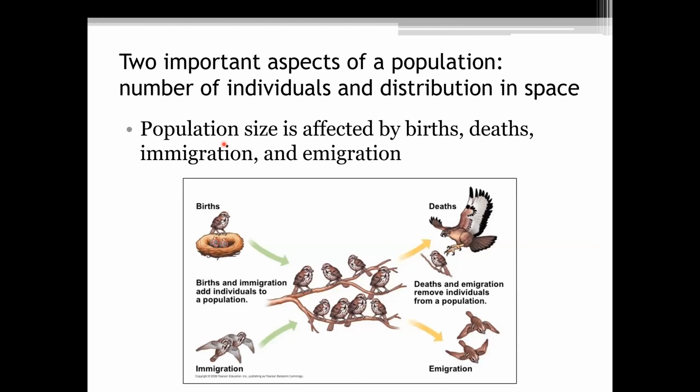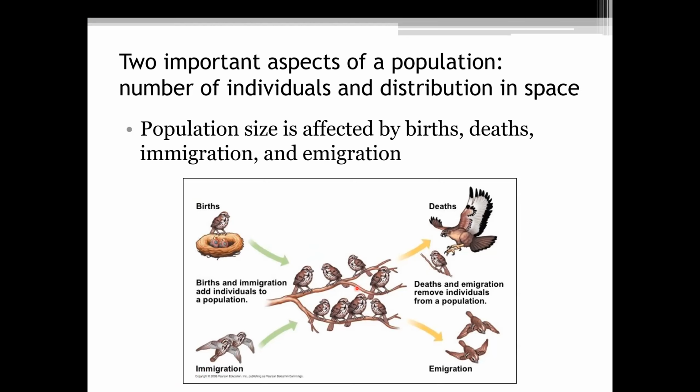There are two important aspects of a population. So the first one is number of individuals, the second one is distribution in space. So I'm first going to talk about number of individuals in this slide. The next slide discusses distribution in space. So number of individuals, population size is affected by four things: births, deaths, immigration, and emigration. Two things that will lead to an increase in population will be births. If you have more births, you're going to have an increase in population, and immigration. If you have more birds immigrating to this area, you're going to have an increase in population.